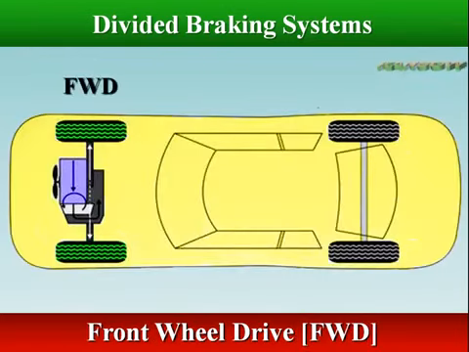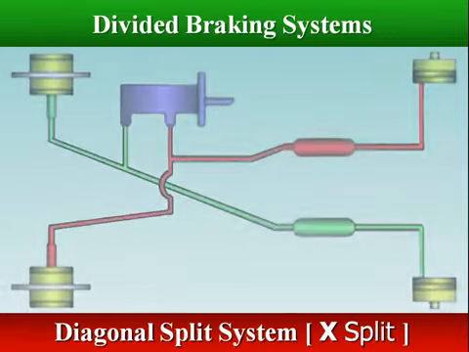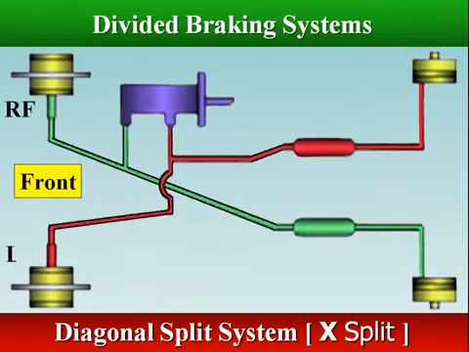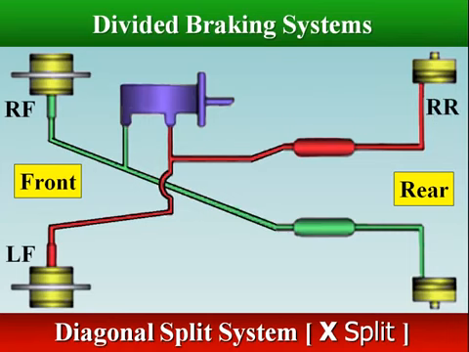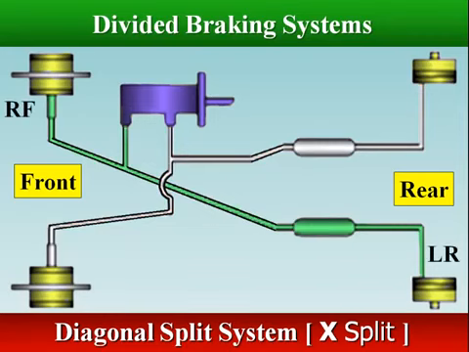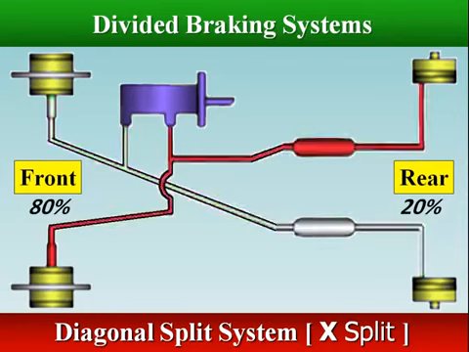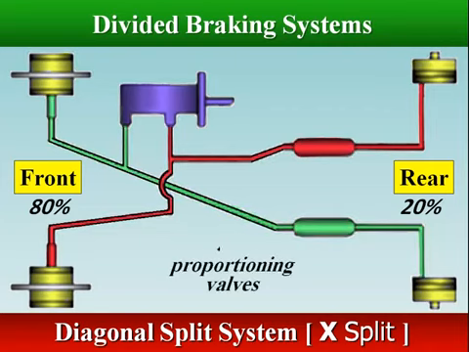Diagonal or X-split system is a newer dual brake system, and is used on front-wheel drive vehicles. This system is used to ensure that the vehicle will pull up in a straight line in a brake fail situation. The left-hand front brake unit is connected to the right-hand rear unit, and the left-hand rear to the right-hand front. If one system fails, a 50% braking capability is left in the other system. Dual proportioning valves maintain optimum braking in each system.